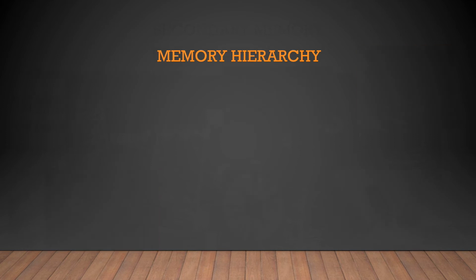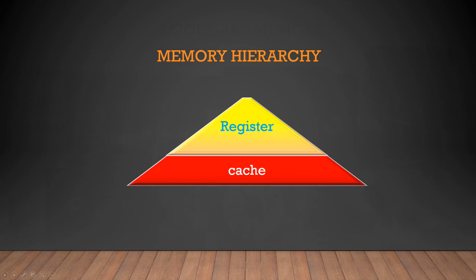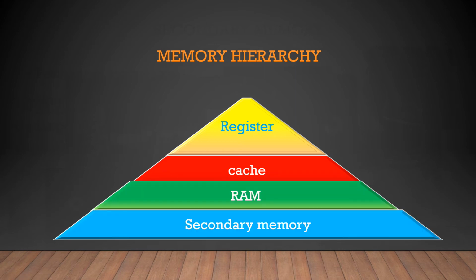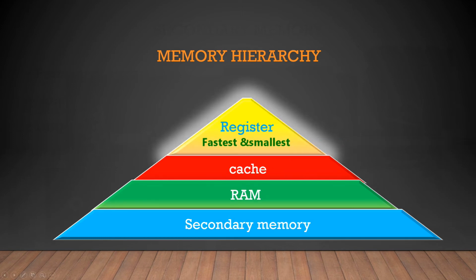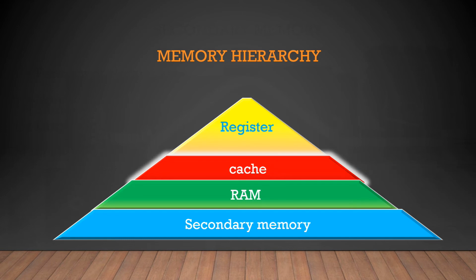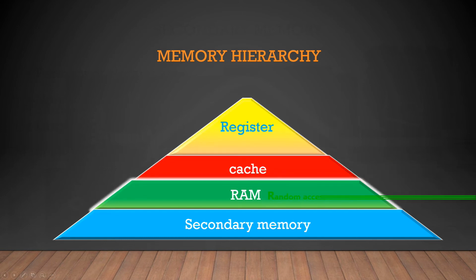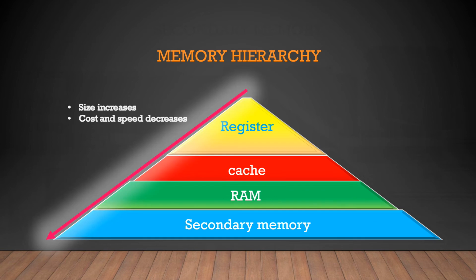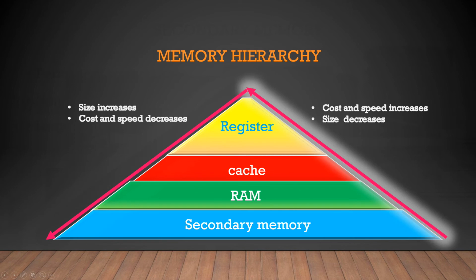Memory hierarchy. First register. Then cache memory. Then RAM. Then secondary memory. Registers are the fastest and smallest memory inside the computer. Next fastest and smallest memory is cache memory. Then random access memory. Largest and slowest memory inside the computer is secondary memory. The size increases and cost and speed decreases from top to bottom. The cost and speed increases and size decreases from bottom to top.